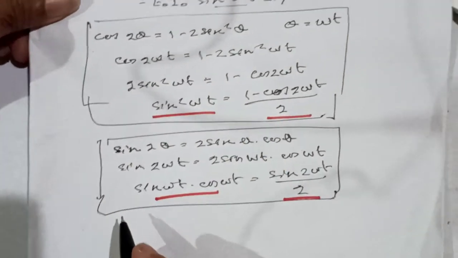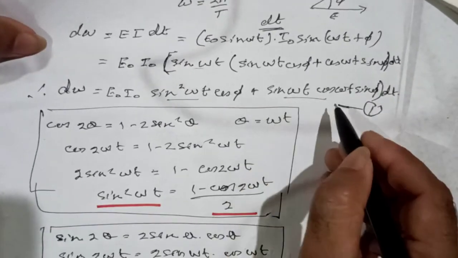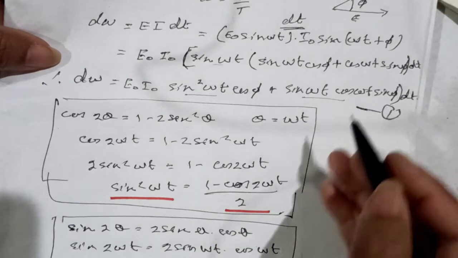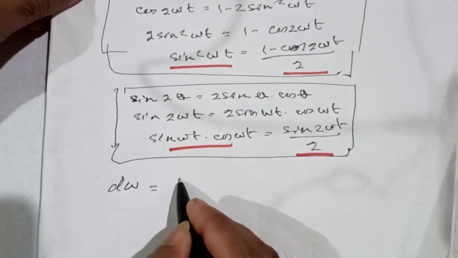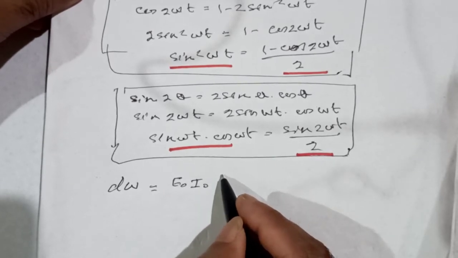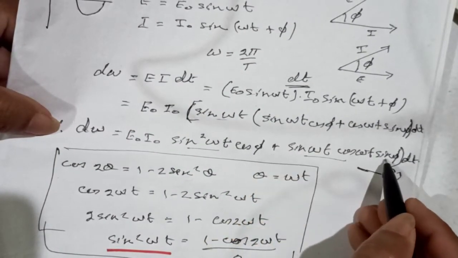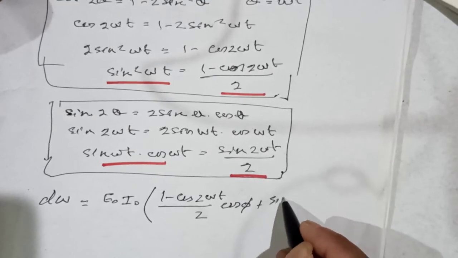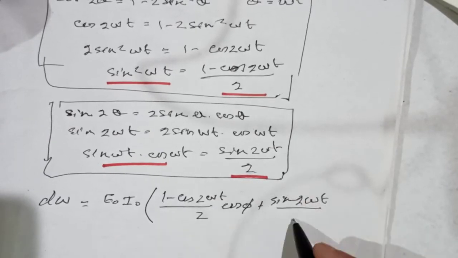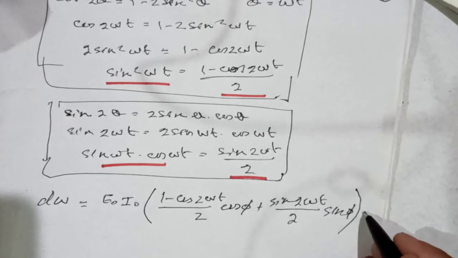So let's say this is equation 1. Therefore dW, from this equation 1, we can substitute these two values. So we have dW equal to E naught, I naught, 1 minus cos 2 omega t by 2 into cos phi, because here there is cos phi. Here also we will have sine phi, and in place of sine omega t cos omega t, we have sine 2 omega t by 2, and still there is sine phi. Okay, close the bracket, dt.